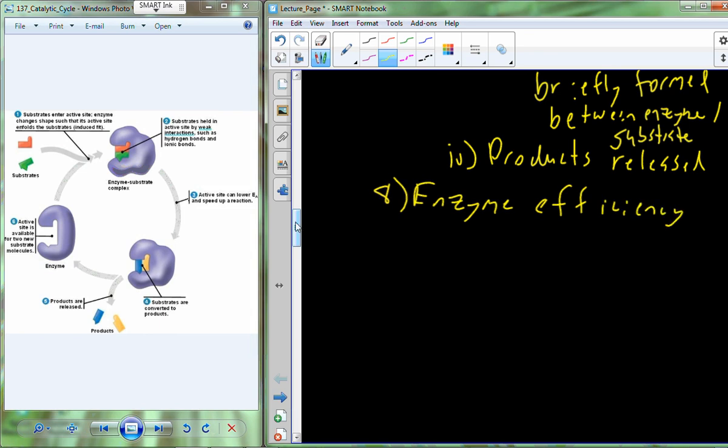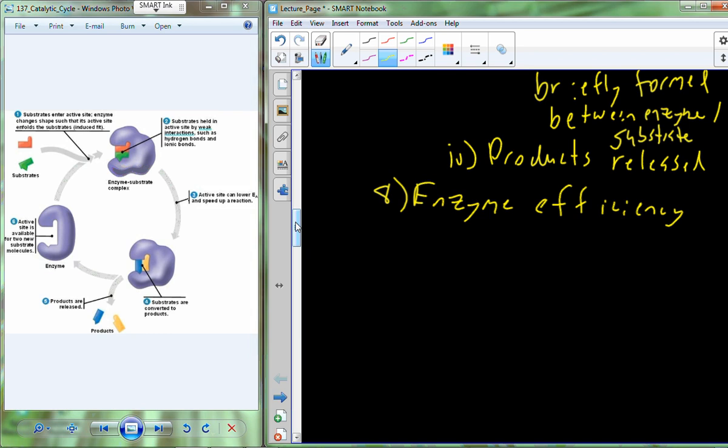So enzyme efficiency is going to be a characteristic of how well the enzyme works. So how many reactions in a unit of time can a typical enzyme produce? Is it getting thousands of reactions in a second, millions of reactions in a second, or just a couple reactions in a second? We can actually modify enzyme efficiency, and we can make enzymes a little more efficient or a little less efficient. And sometimes it's really valuable to do that.